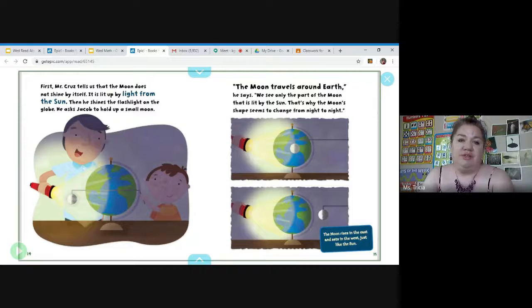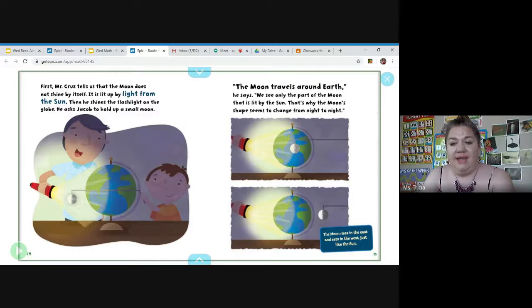First, Mr. Cruz shows us the moon does not shine by itself. It is lit up by the light from the sun. Then he shines the flashlight on the globe and he asks Jacob to hold up the small moon. The moon travels around the Earth, he says. We see only a part of the moon that is lit by the sun. That's why the moon's shape seems to change from night to night.